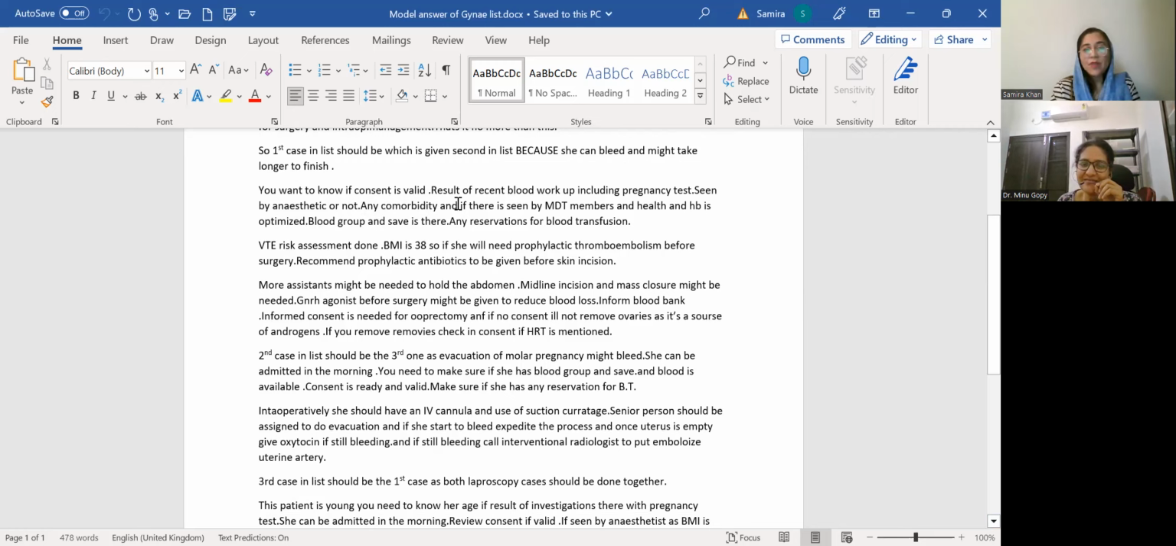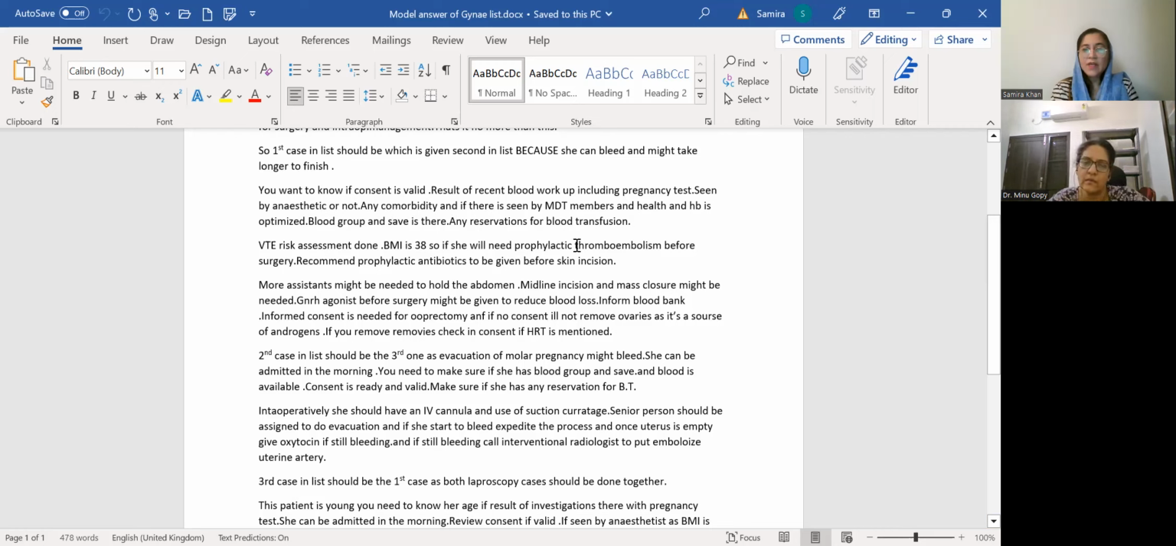The obese one. So you will see if the consent is valid or not, result of recent blood workup, pregnancy test, which you said all together in the beginning, which I like. So seen by anesthetic or not, any comorbidity because she is 48 years old, multidisciplinary team members, and if her hemoglobin is optimized, blood group and save is there, because she has bleeding tendency. You want to make sure that blood group and save is there, and if she has any reservation for blood transfusion.